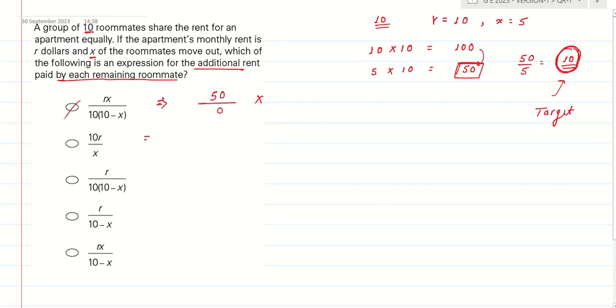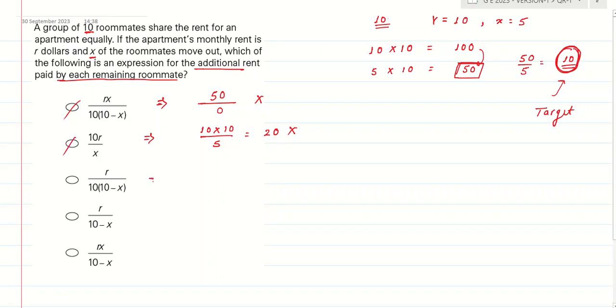Look at the second one. 10 times R, it means 10 times 10. Divide by 5. How much will you get here? 20. 20 is also not my answer. 20 is the total rent paid by the remaining 5 people, not the additional. Additional is only $10, as given in the question. Okay, this is also gone.